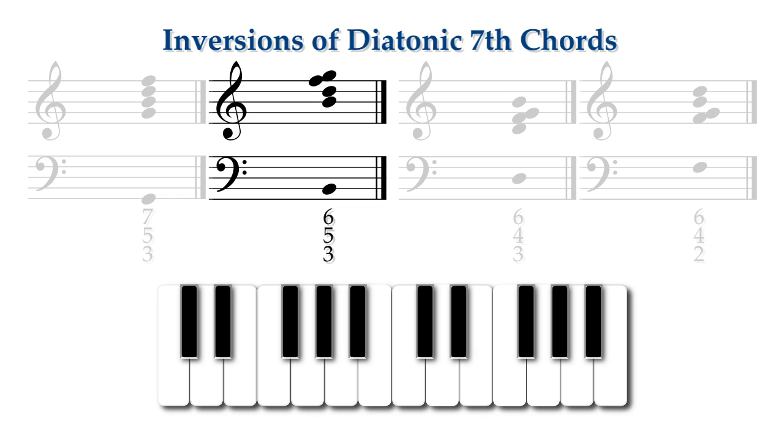A seventh chord with the third in the bass will have the numbers 6, 5, 3 to indicate the root, seventh, and fifth, respectively.